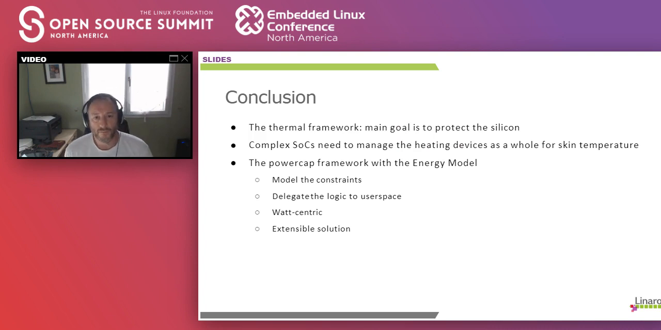So as a conclusion, we showed that the thermal framework is a bit abused by the different tools to manage the TDP on the entire SOC. And for this reason, we think that we should restrict the thermal framework to its primary goal, which is to protect the silicon and prevent hotspots. On the other part, we saw that we have more and more complex SOCs having a lot of sources of heat. And this is a problem to manage because they are getting more and more complex, and the thermal framework does not fit very well in this. And we want to preserve the temperature for skin.